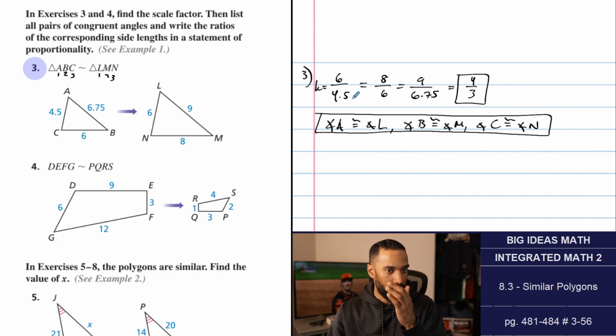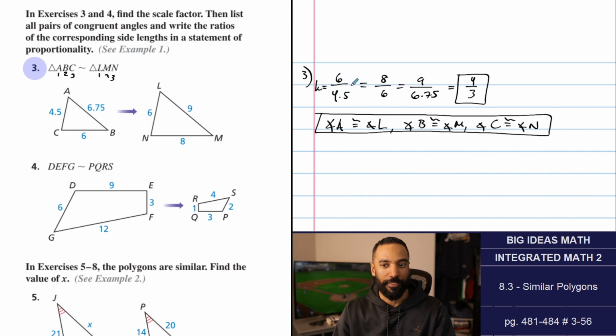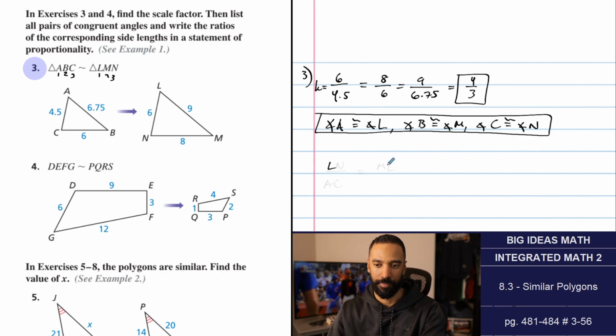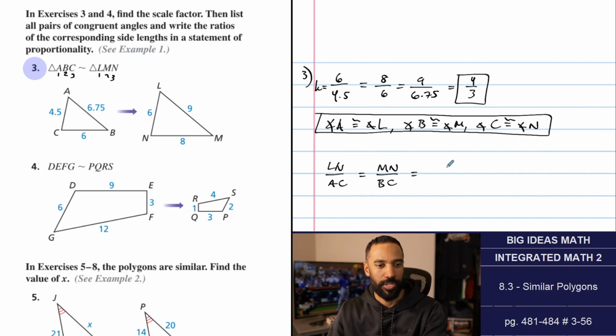And then write all the corresponding side lengths in the statement of proportionality, very similar to what we just did here. So we can say that the length of, like literally, the 6 and the 4.5 and stuff, the length of LN divided by the length of AC is equal to the length of ML. Oh, let me do that one last. I hate when it does that. is equal to the length of MN over the length of BC. And that's equal to the length of LN over the length of AC. So all of these fall in proportionality.